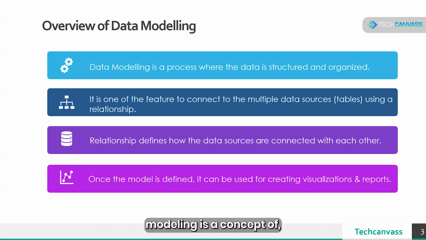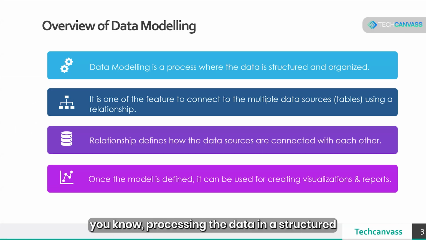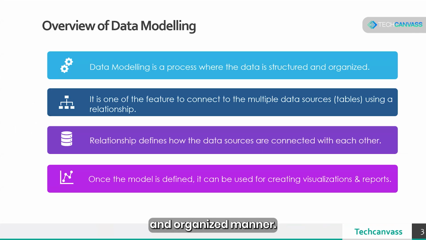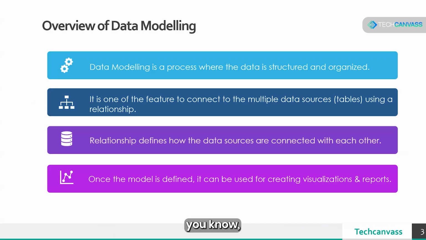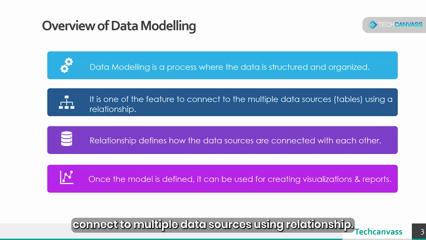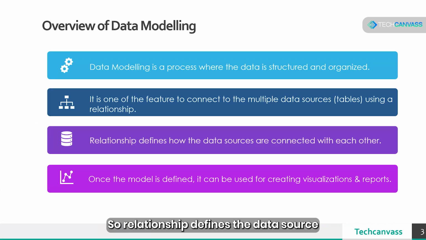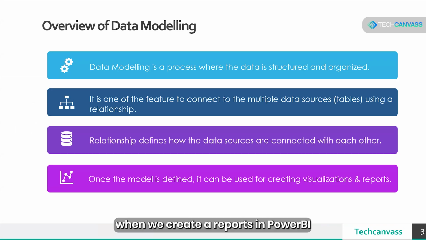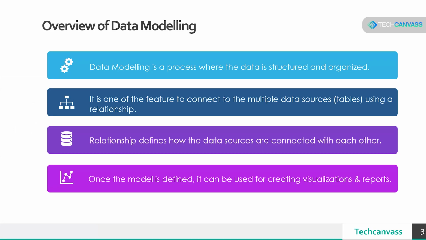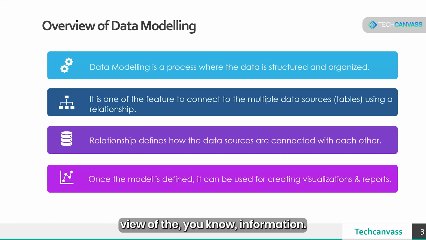Data modeling is a concept of processing data in a structured and organized manner, and it is one of the features to connect multiple data sources using relationships. A relationship defines how the data sources connect to each other, so that when we create reports in Power BI Desktop or Power BI service, the data is well designed and gives us the 360-degree view of the information that the management or executives want to see.